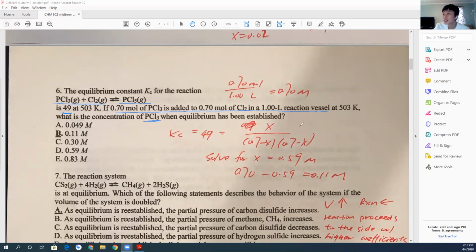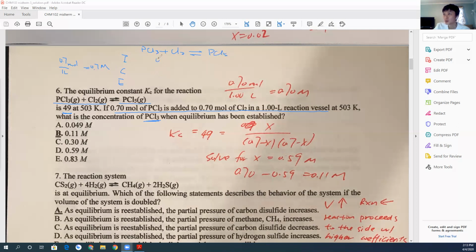Again, using the ICE table, we can write down the expression for the Kc. First we want to know the initial concentration of the reactants. We have the number of moles and the volume, so 0.7 mole divided by 1 liter is 0.7 molar, and it is the same for both reactants because they have the same number of moles. So for the 2 reactants, we have 0.7 molar for each, and at the beginning there is no product.